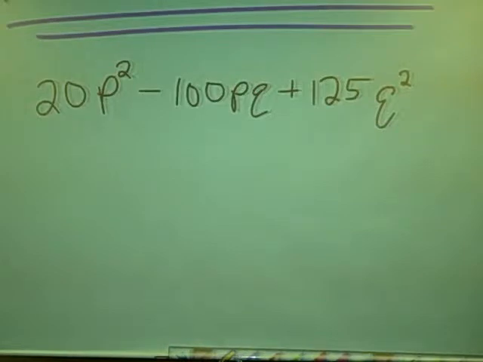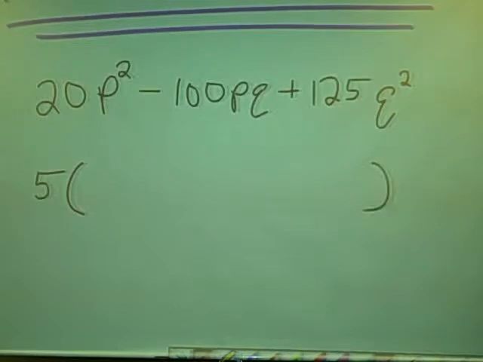First, greatest common factor. Do we have one? Yeah, we sure do, right? What is it? 5, right? Because 20 is 4 times 5, and 125 is 5 cubed. So we know 5. And we can't eliminate p or q, so it's just 5.